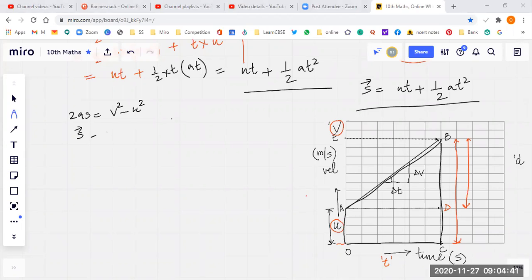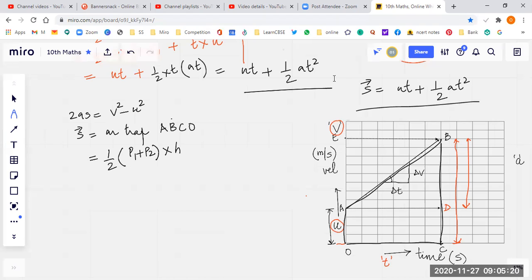This is equal to area of trapezium. Which one? Can anyone name the trapezium? What is trapezium? ABCO. No need to say DC. ABCO. Now, what is the area of trapezium? Any student knows? Any student knows area of trapezium? Half into sum of parallel sides into height. Yeah, into height. Very good.